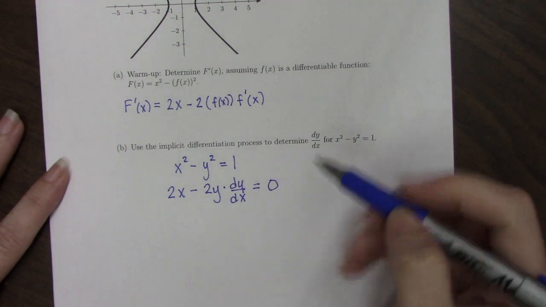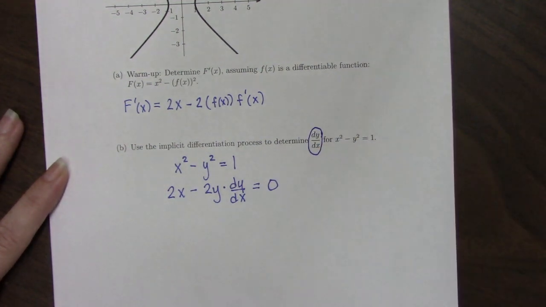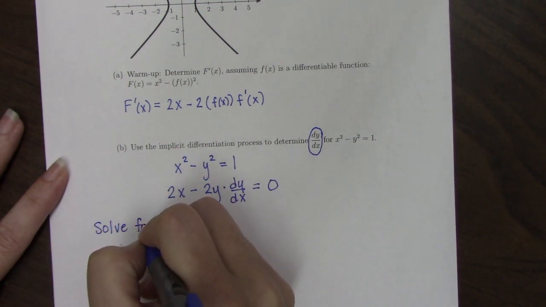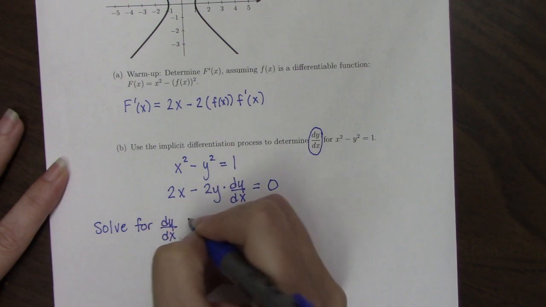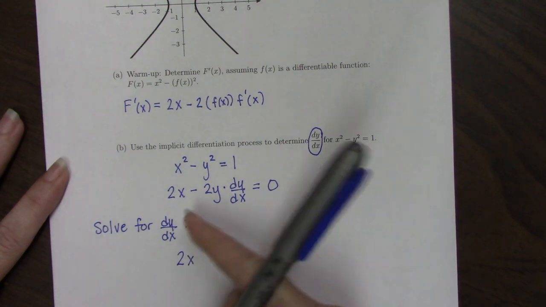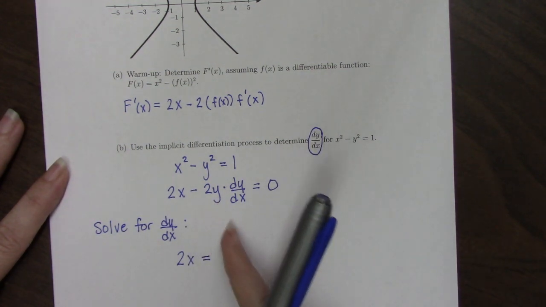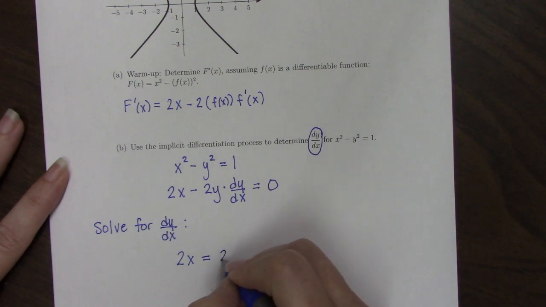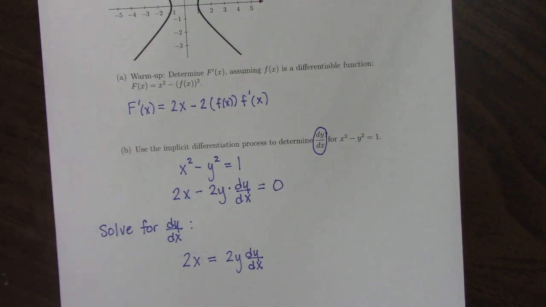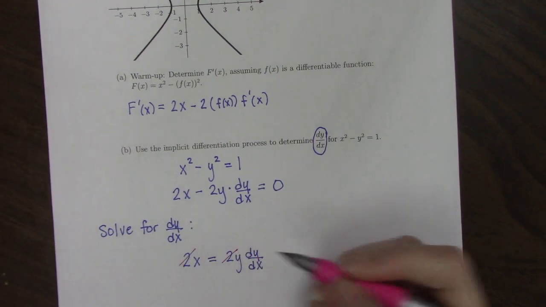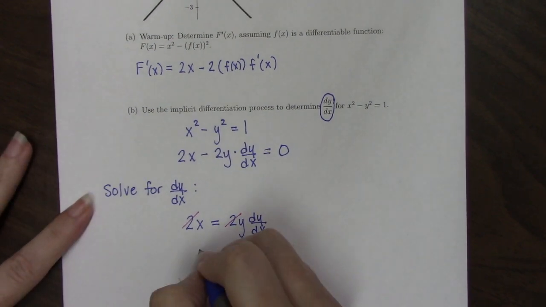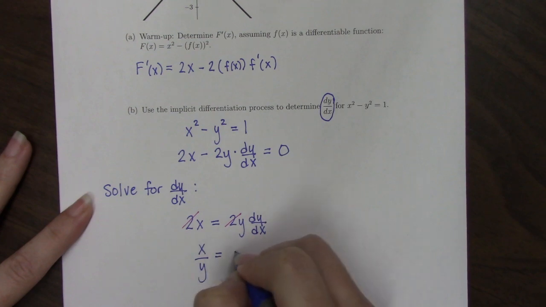So we're not done with the problem until we solve for dy/dx. Now it's just algebra from here on out. I'm going to leave everything without a dy/dx over here on the left. I'm going to move all the terms that have dy/dx over to the other side of the equation. And I can see that I have a 2 on both sides, and my 2 cancels. Now, to get dy/dx by itself, I just divide both sides by y.